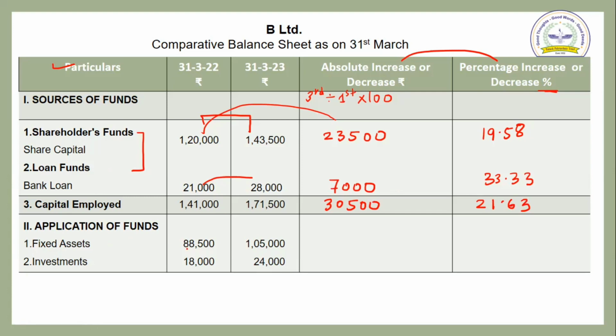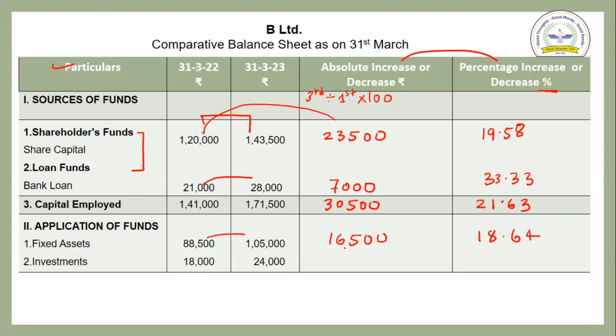Application of fund, fixed assets is given 88,500. Here it is given 1,05,000. So this is the difference. Difference amount is how much, students? Difference amount is 16,500. Yes. So we are going to divide 16,500 divide by 88,500 multiply by 100. So we are going to get the amount 18.64%, student. Is it clear?